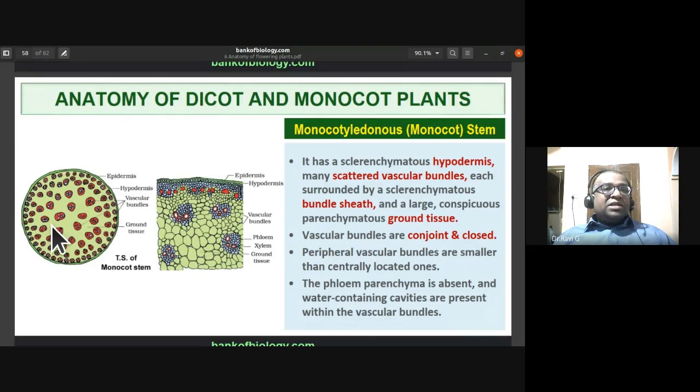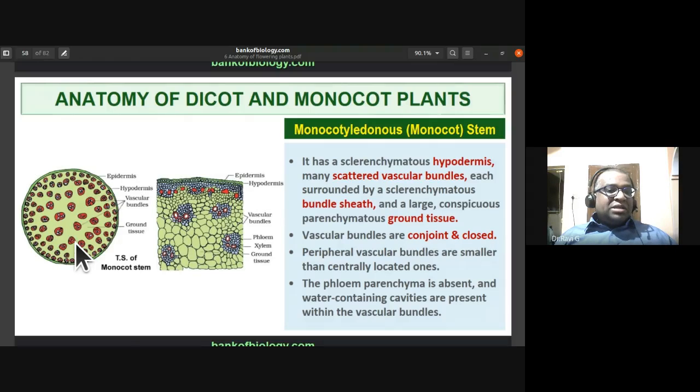So we don't call it cortex, stellar region, or endodermis; they're all not there at all in case of monocot stem. So the vascular bundles are scattered. It is not having a definite arrangement. In case of the dicot stem, they had a definite arrangement, that is, they were arranged in a ring-like manner, and we called the stele eustele. But in case of monocot stem, the vascular bundles are scattered, and we call it atactostele.